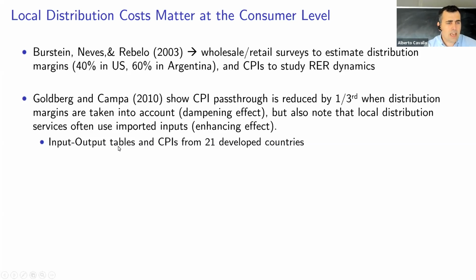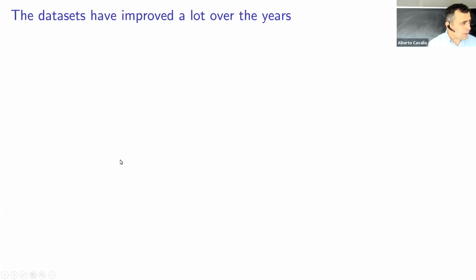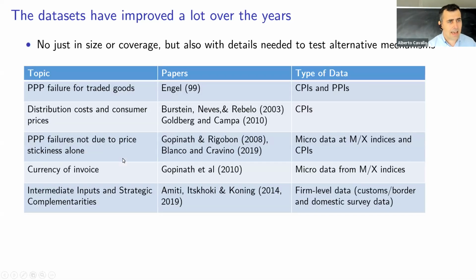And for these, they used input and output tables and CPIs for about 21 developed countries. So what am I trying to convey here? I hope you get a sense that the data has been changing. I mean, it's not just a matter of getting bigger, having more coverage, but also in the types of details these data sets have that allow us to test different mechanisms. So I've listed all the papers that I've mentioned today and the topics here.